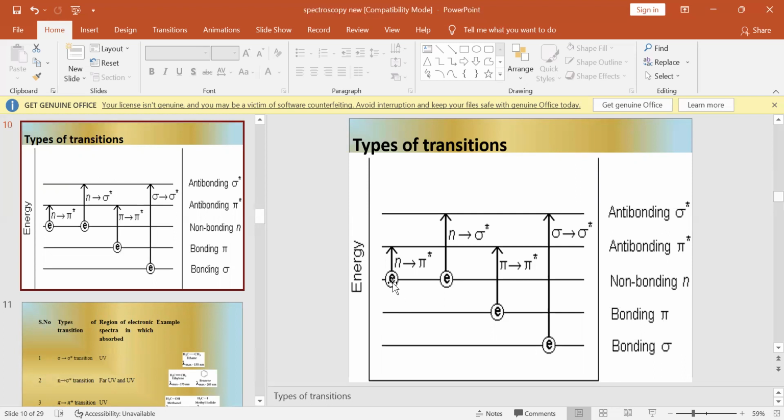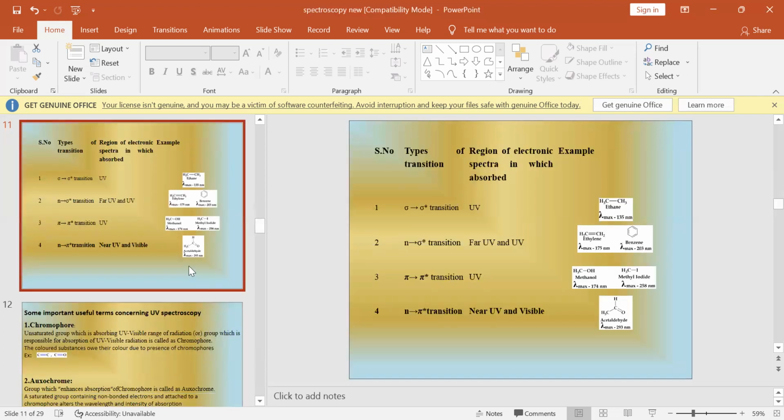Next comes the last transition, n to pi star transition. An electron from a non-bonding orbital is promoted to an anti-bonding pi star orbital. This is found in unsaturated compounds containing a heteroatom with unshared pair of electrons. This is a symmetry forbidden and low intensity transition. Here the examples you can take are acetaldehyde, or otherwise aldehydes and ketones also.